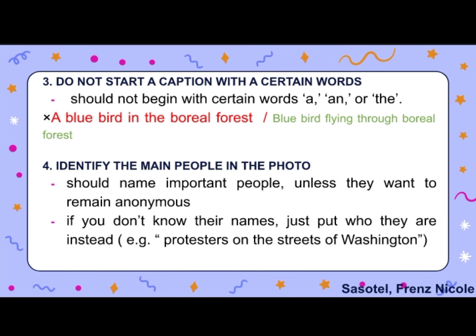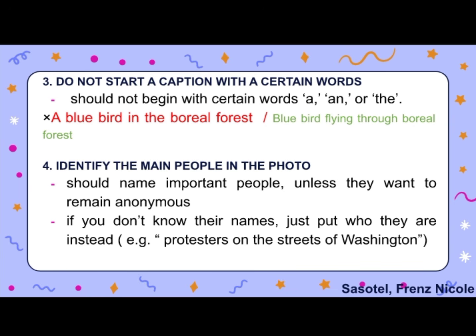The fourth one is identify the main people in the photo. If your photo includes important people, identify who they are. If you know their names, include them, unless they've asked to remain anonymous. If you don't know their names, you can just put a description of who they are. For example, if your photo shows protesters, you don't need to name each of them in the caption. You can just describe who they are, like protesters on the streets of Washington, D.C. That's how you should write a caption if you don't know their names.